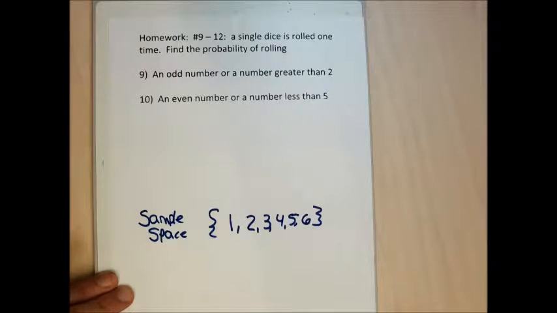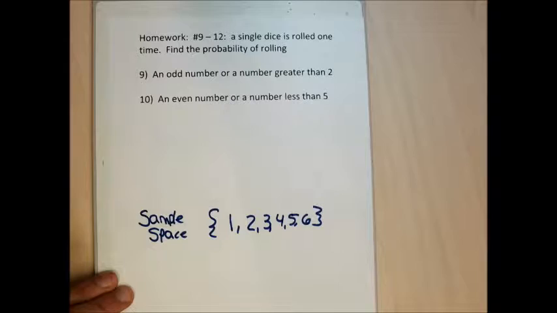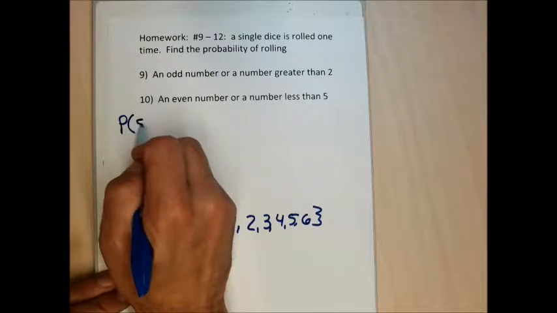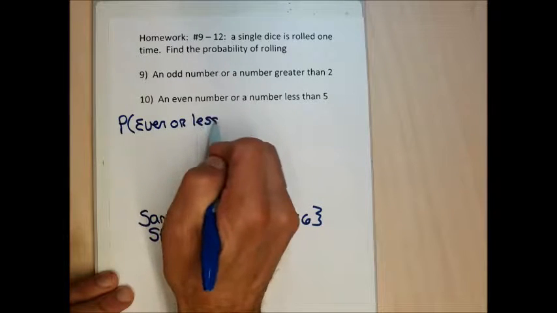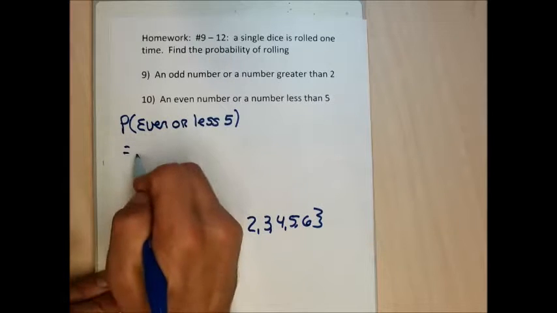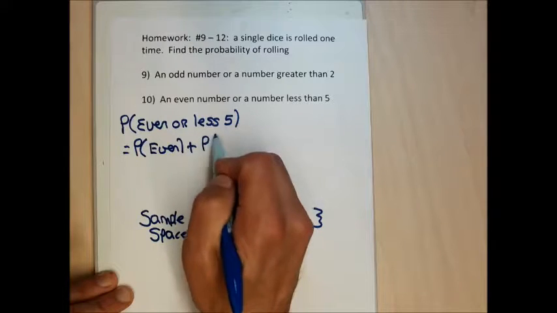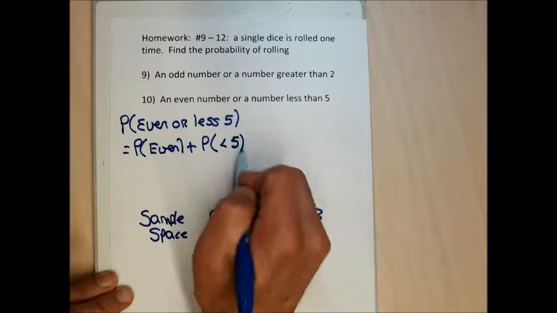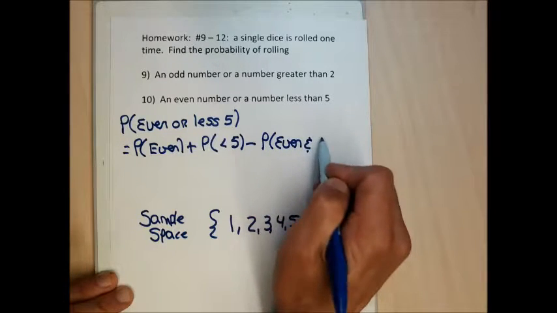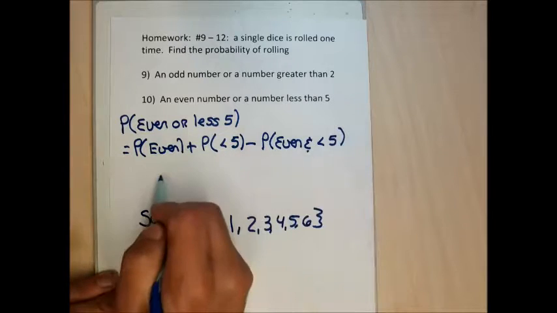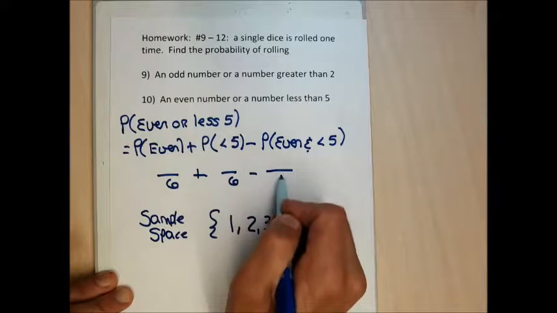So I want to do some OR probabilities. A single dice is rolled. Find the probability of getting an even number or a number less than 5. So the probability of getting an even number or a number less than 5 equals the probability of getting an even number plus the probability of getting a number less than 5 less the probability of getting a number that's even and less than 5. Each one of these fractions is going to have a 6 in the denominator because there's 6 elements in the sample space.